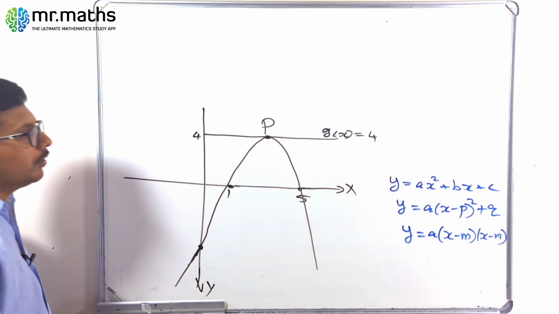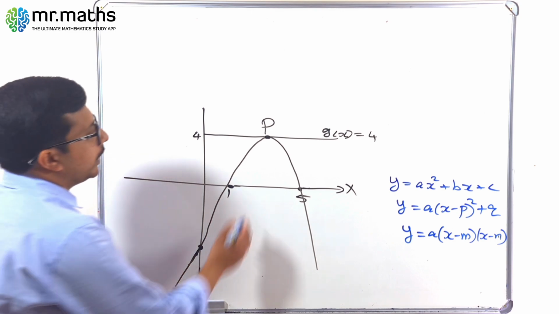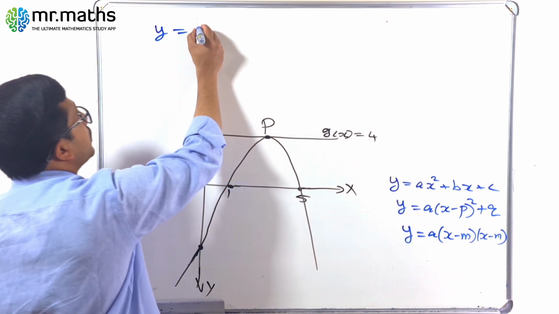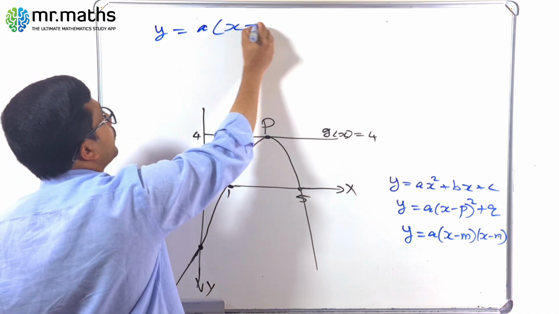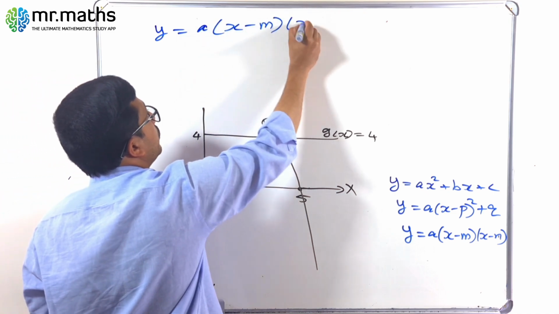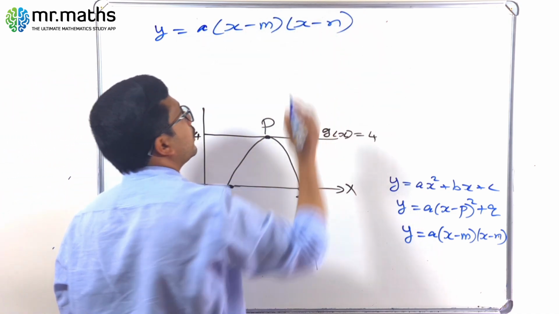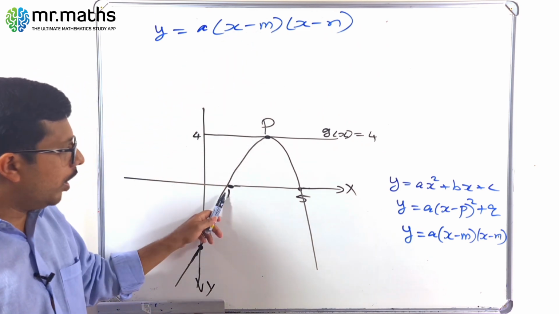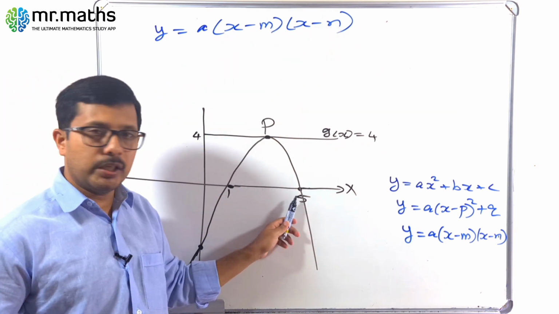So look at what I am going to do. Here I am going to write that equation. y is equal to a into x minus m into x minus n. Okay, now just pause that one. We know that m is 1 and n is 5, the x-intercepts.